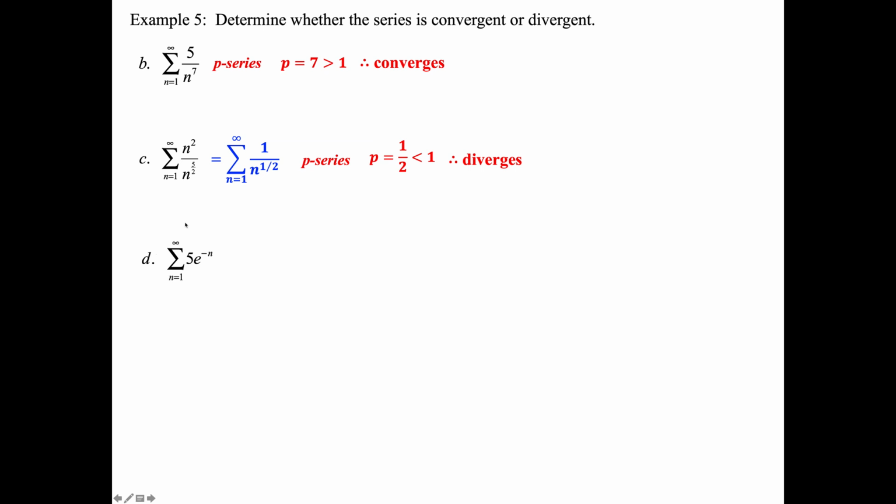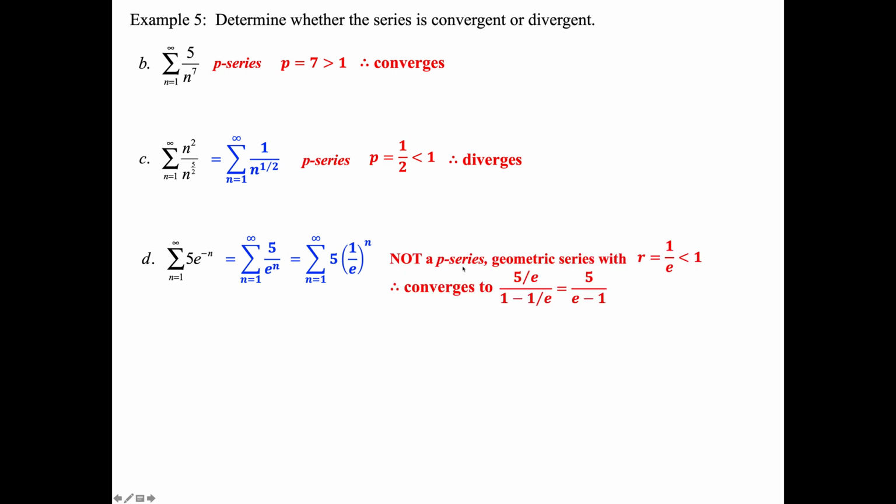D is, wait a minute, this is not a p-series. We don't have n raised to a power, so this has n in the exponent. That's going to be geometric. So that puts this on the bottom. Let's take the 5 out to the front. 1 over e to the n is... We can change that for our base to be 1 over e, all raised to the nth power. So that makes this geometric, not a p-series.